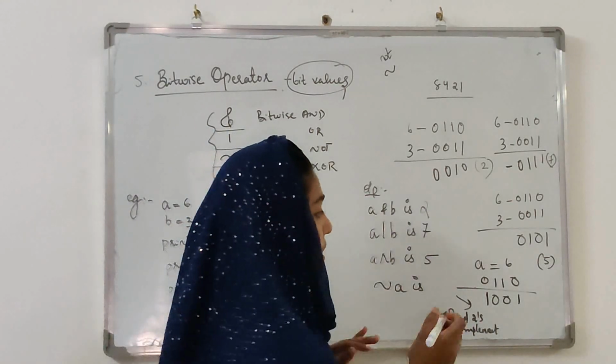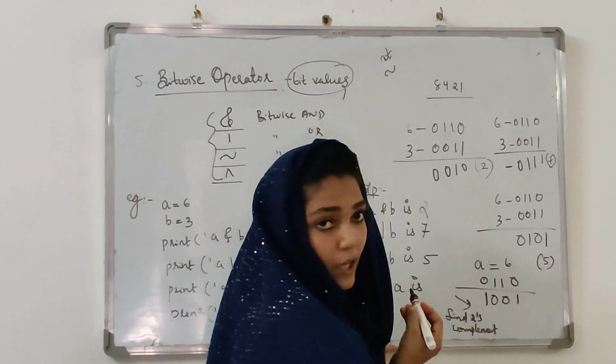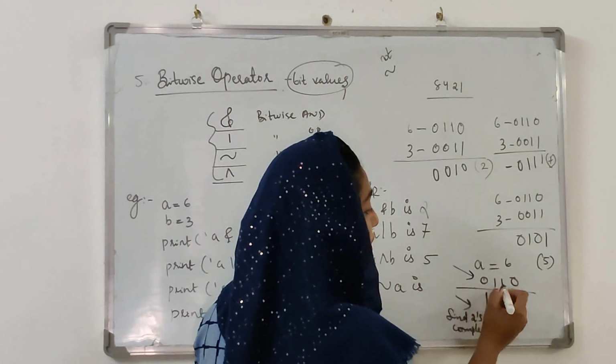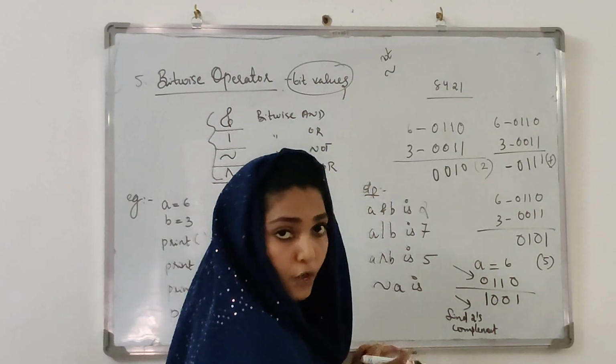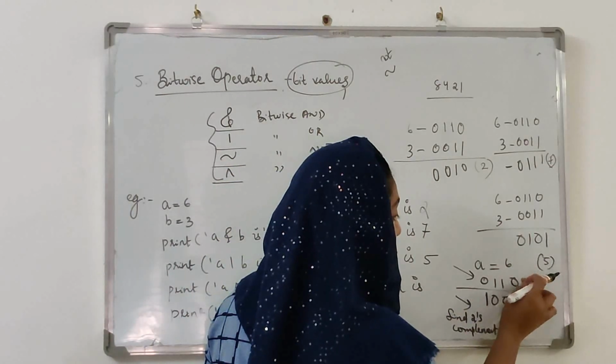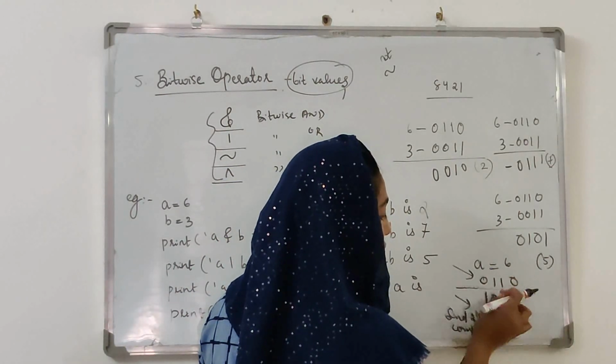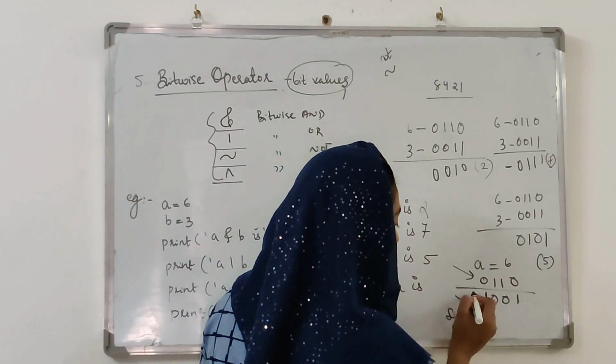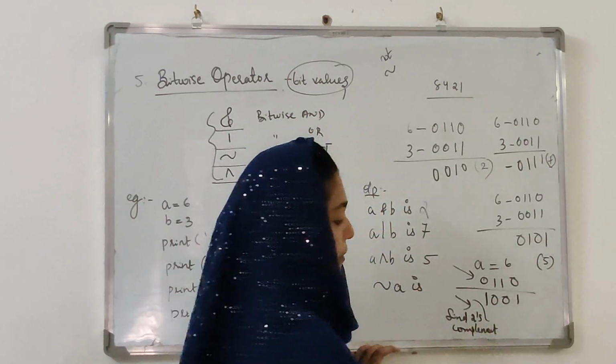Look at our example. What is our question? A is equal to 6. First of all, convert it into binary form, that is 0, 1, 1, 0. Then complement each of the bits, that is 1, 0, 0, 1. This is not our answer. Then convert it using the 2's complement method.